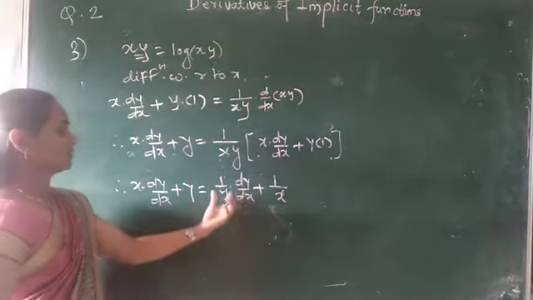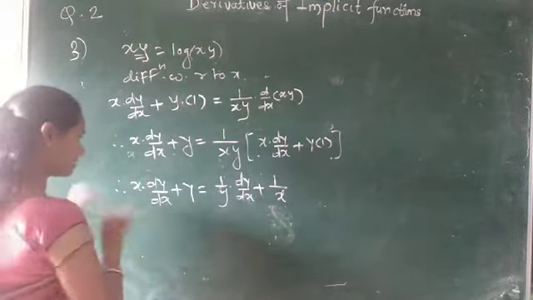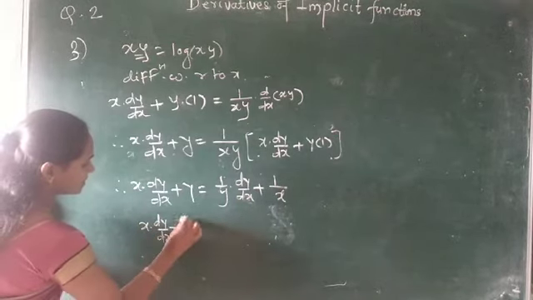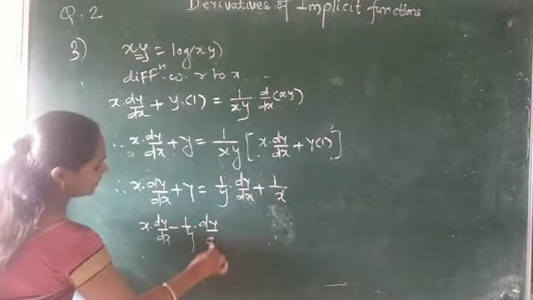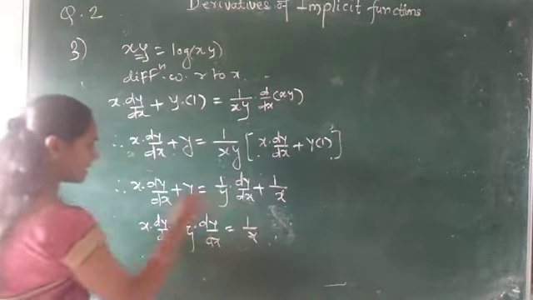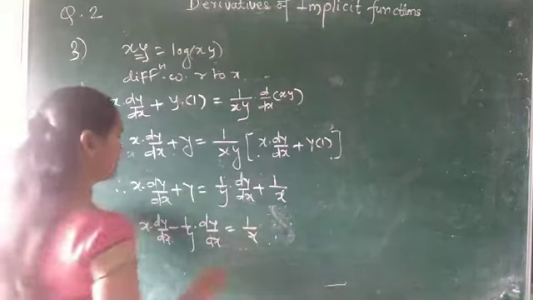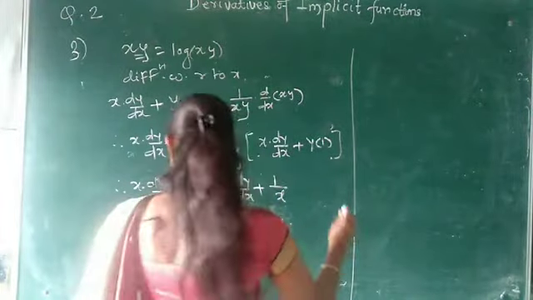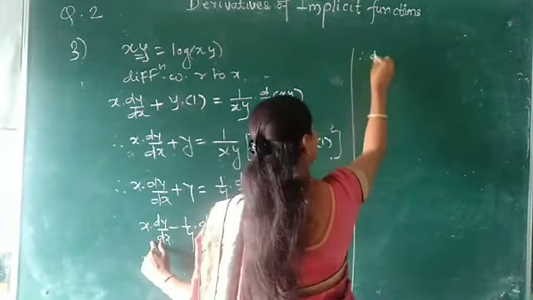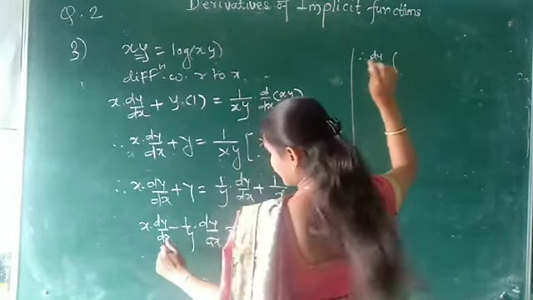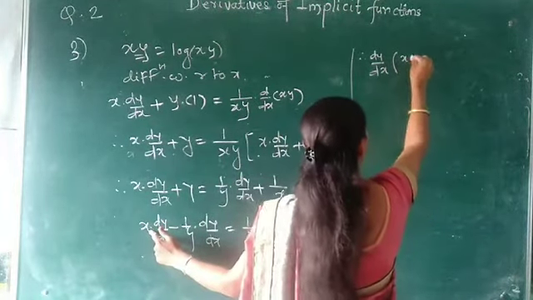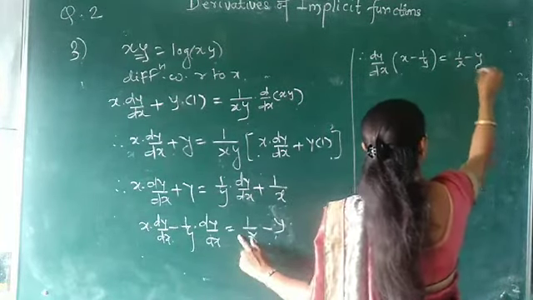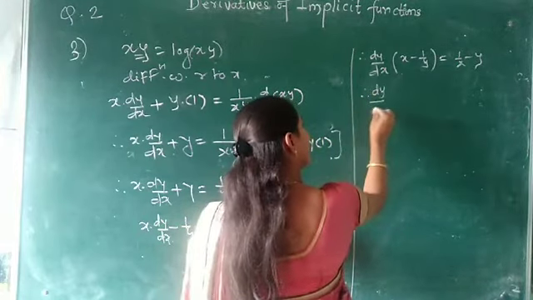Now this term, 1 upon y into dy by dx, take on this side, that is the left hand side. So x into dy upon dx minus 1 upon y into dy upon dx is equal to, keep this 1 upon x as it is, and it's plus 1, on this side it becomes minus 1. Therefore now take dy by dx outside. Therefore dy upon dx into x minus 1 upon y is equal to 1 upon x minus 1.